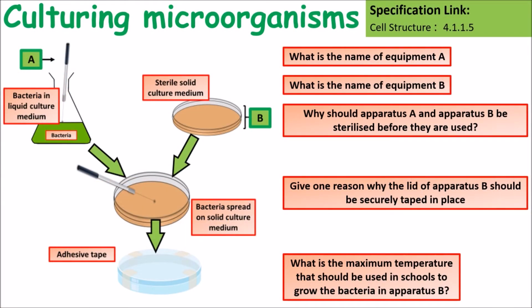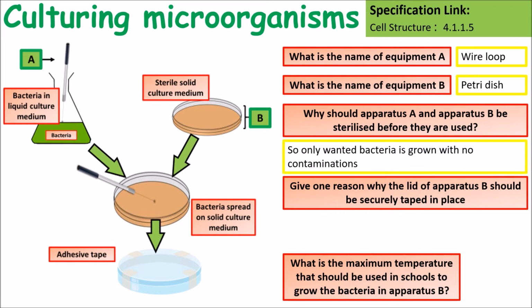So, if we have a look at some quick questions, here's a diagram just summarising the method that we've just looked at. What is the name of a piece of equipment A? That's going to be our wire loop. What's the name of a piece of equipment B? That's going to be our Petri dish. Why should apparatus A and B be sterilised before they're used? So only the bacteria that we want to grow are there.